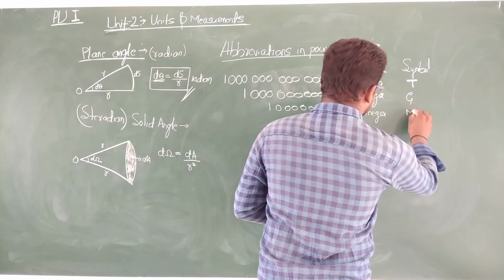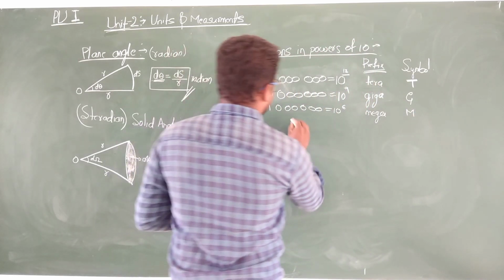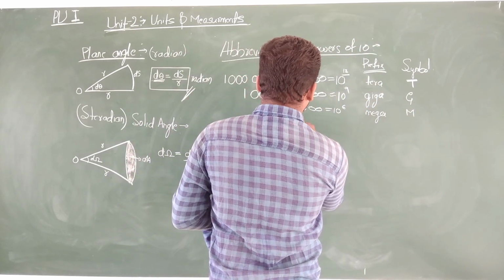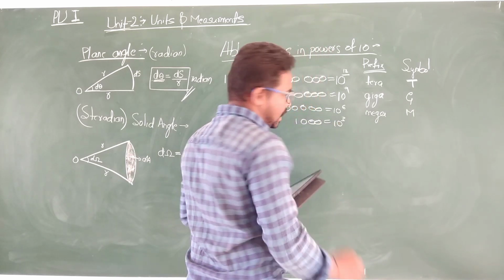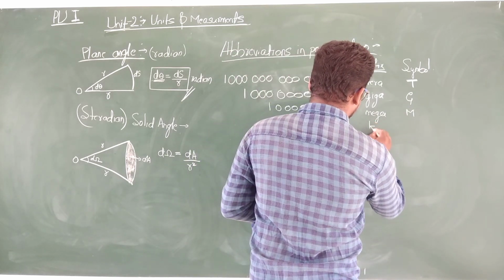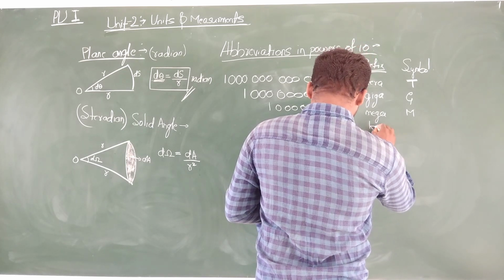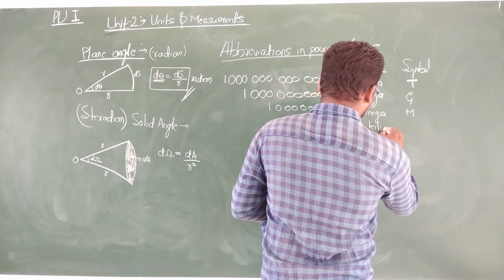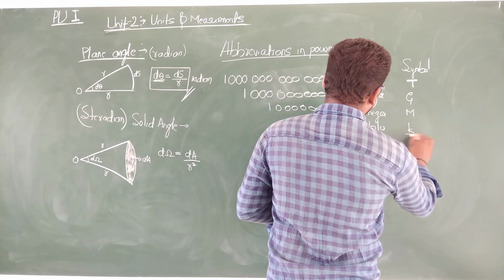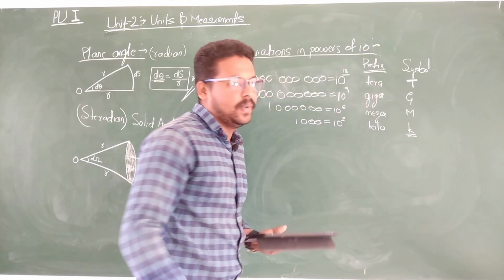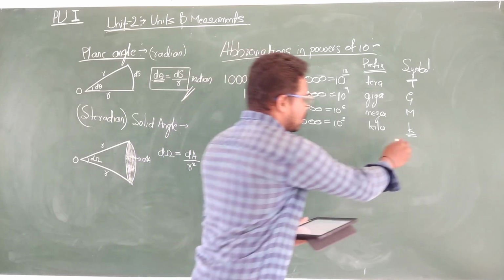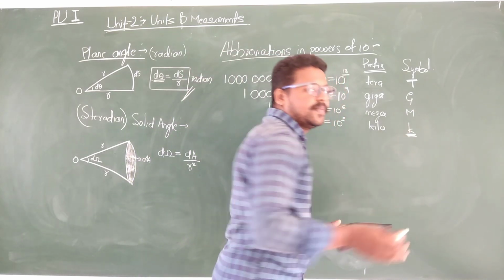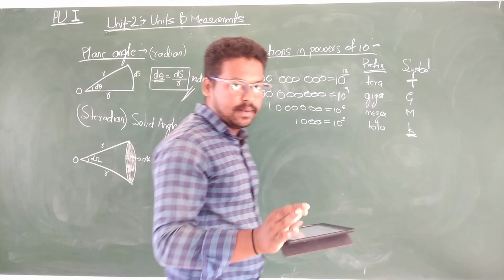Next, 1, 0, 0, 0, that is 10 to the power 3. We deal with kg. This is kilo, small k. We use it in day-to-day life as kg, before gram; that k is nothing but this one, small k. So remember that.